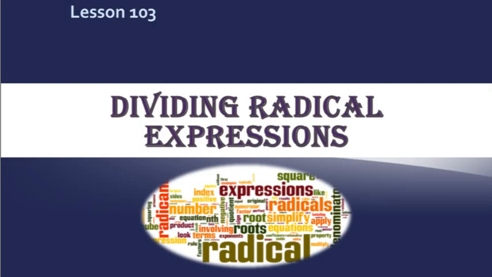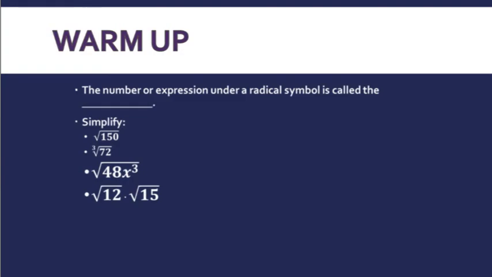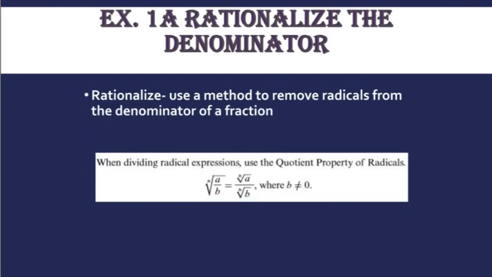Lesson 103, dividing radical expressions. The first type of problem we're looking at is rationalizing the denominator. So what does it mean to rationalize? It says to rationalize, use a method to remove radicals from the denominator of a fraction.